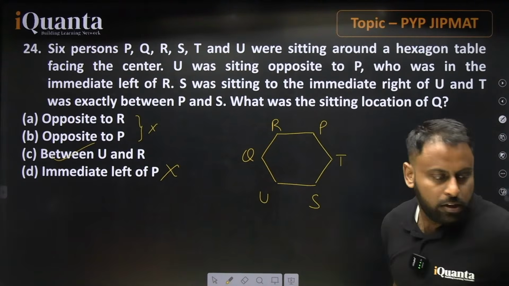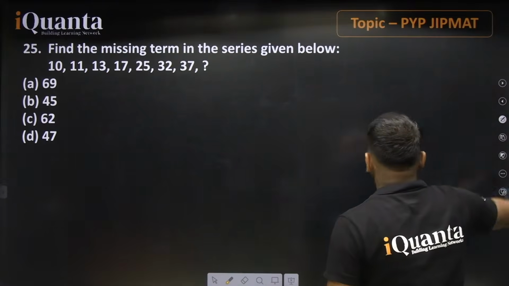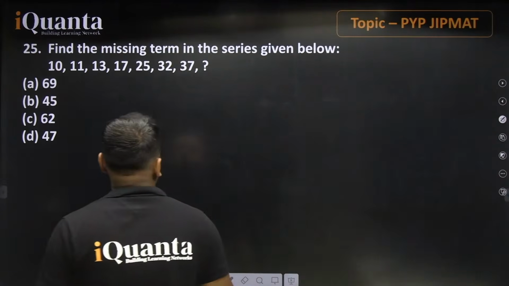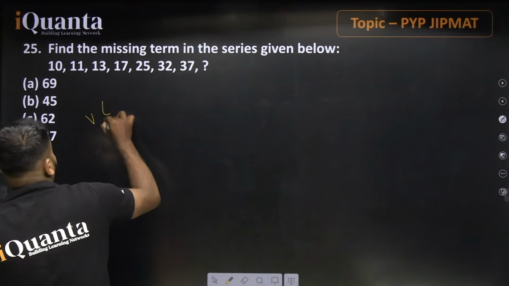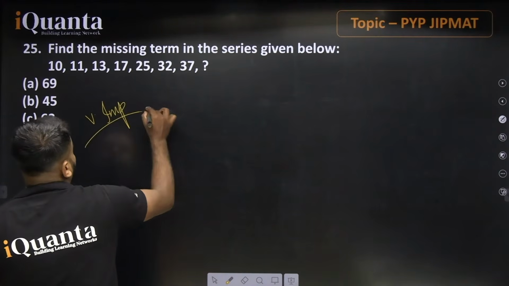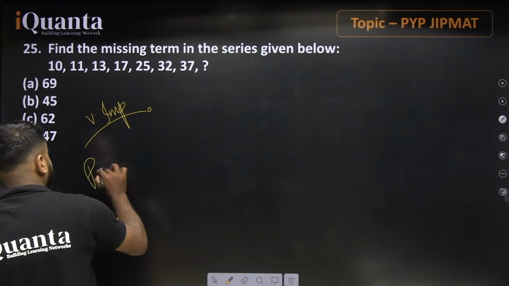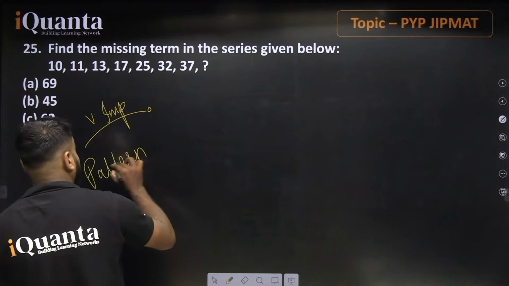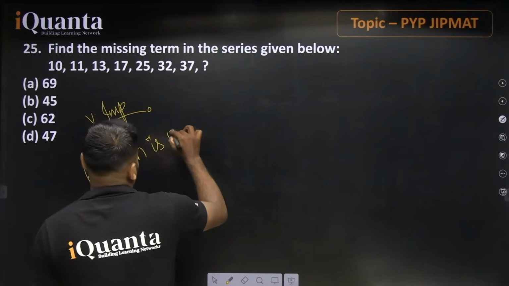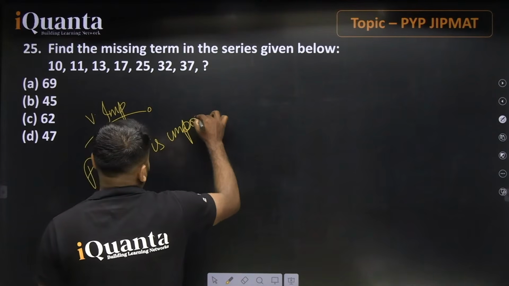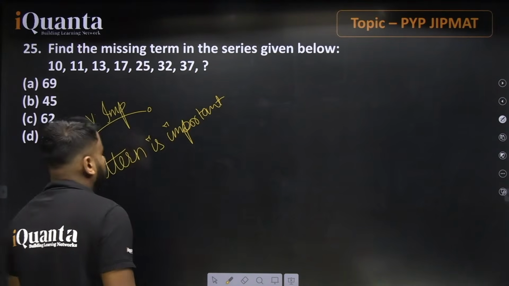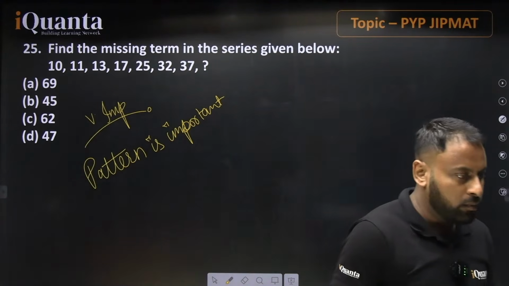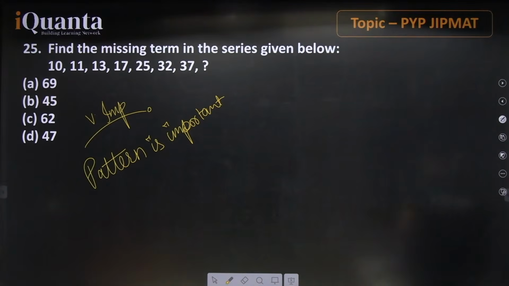Perfect. Okay? Let's talk about another question. Find the missing term in the series given below. Very important question, beta, because pattern is important, right? We already did this pattern in the class. So just go and decode this. What will be the right answer for this question? Waiting for the response, beta.